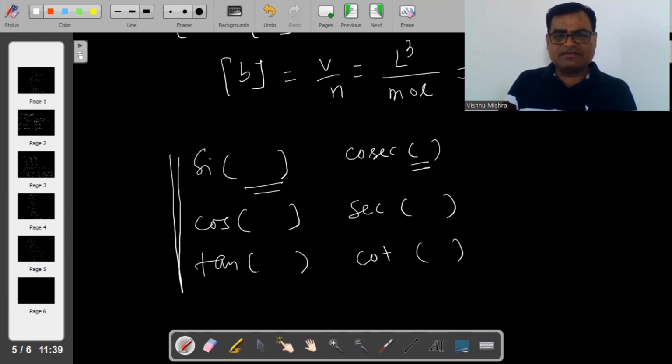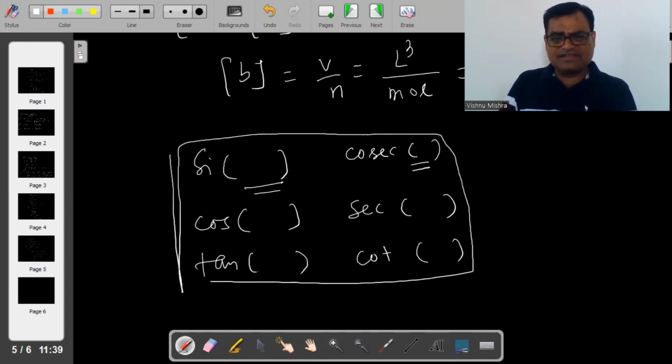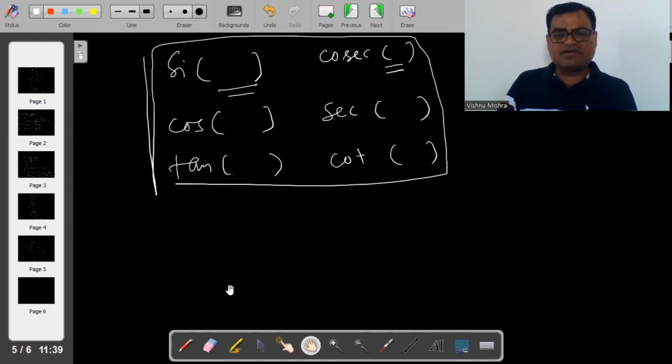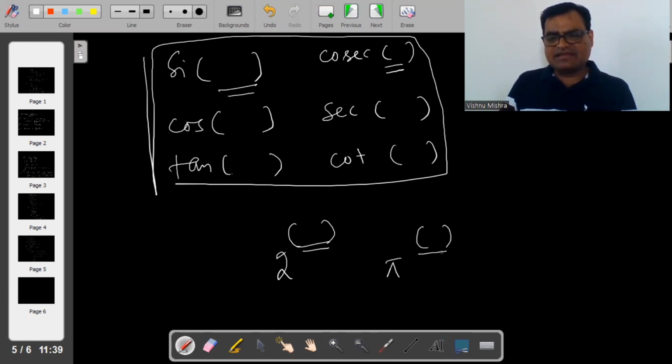cot के अंदर जो भी होगा dimensionless. All the trigonometric ratios are always having dimensionless because theta is what? Dimensionless. Clear? Similarly, the constant power also dimensionless. Say if I write 2 power anything, that is dimensionless. Pi power anything, that is dimensionless.